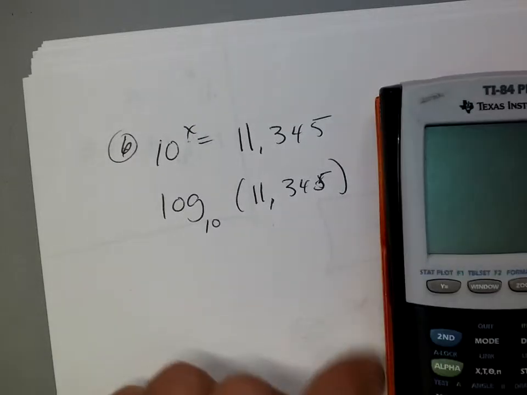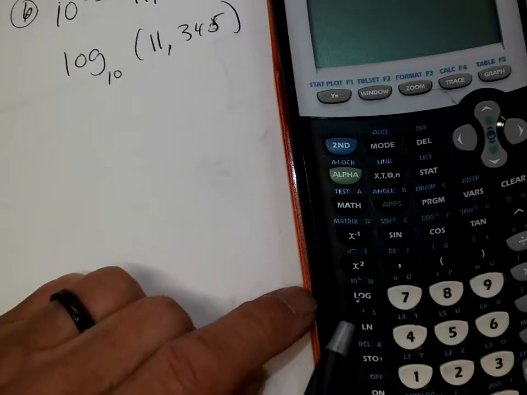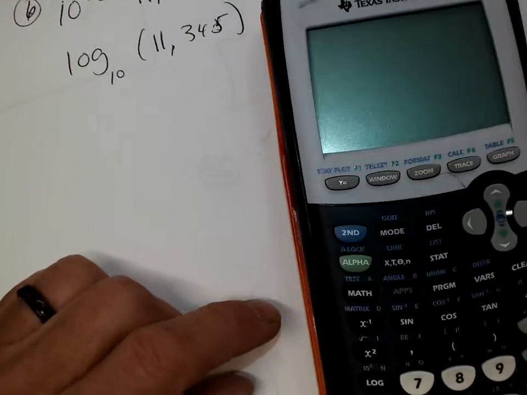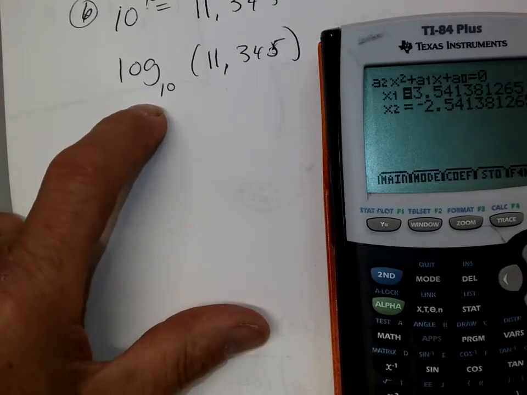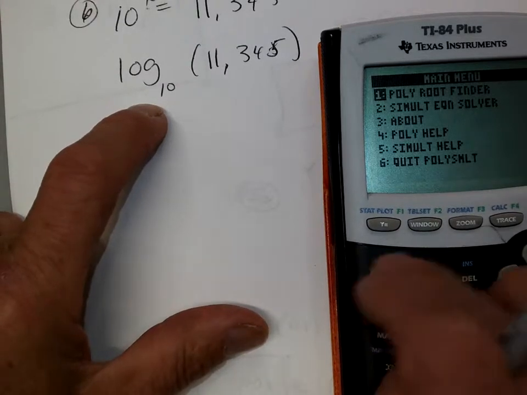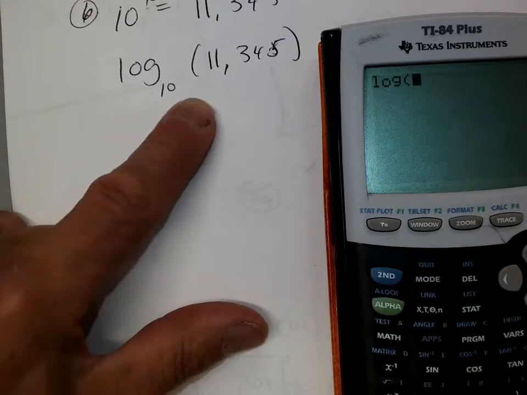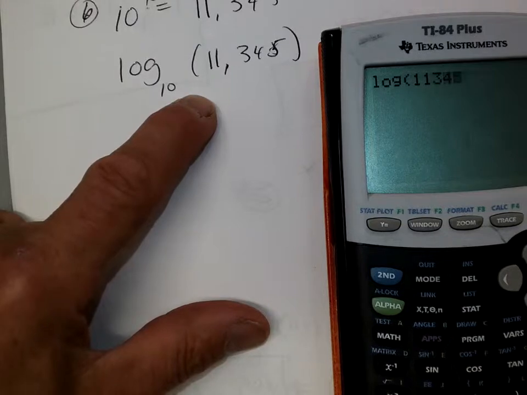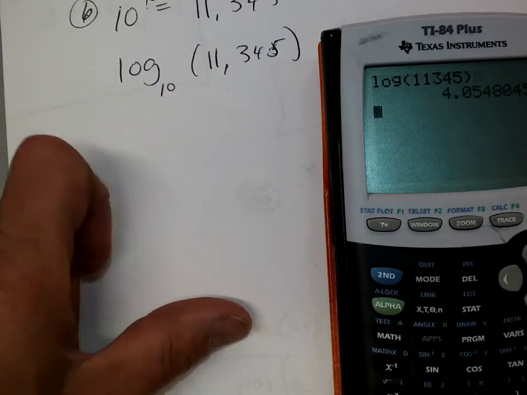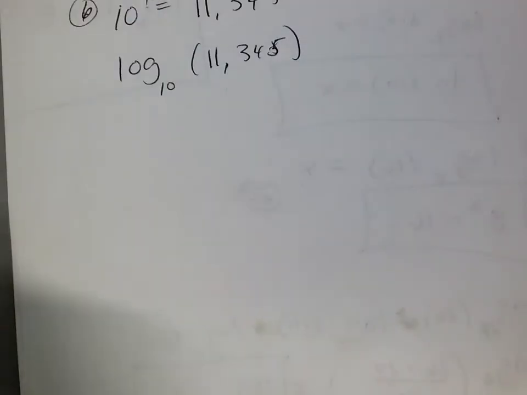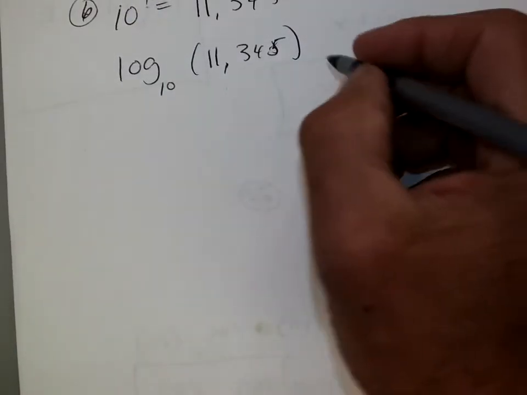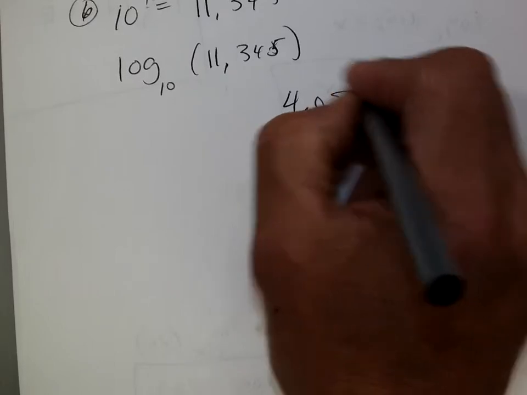Now the cool part is log base 10 is right here in your calculator, right? Log base 10 is this log here. So I'm just going to simply go, okay, I can do this. I can go log after I turn it on. I'm going to go log of 11,345. About 4.05. Easy. Heck yeah. 4.05.